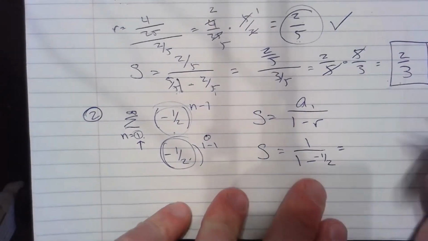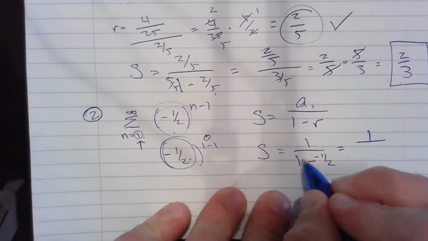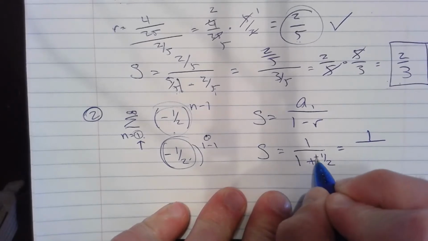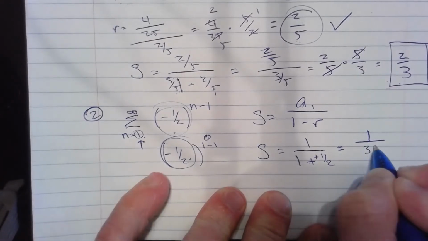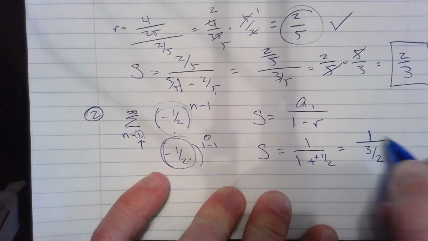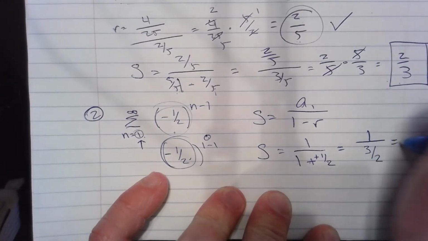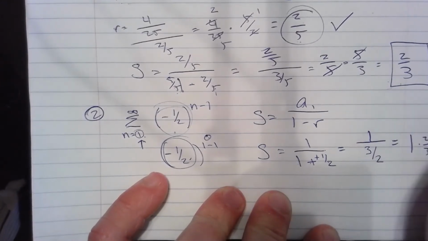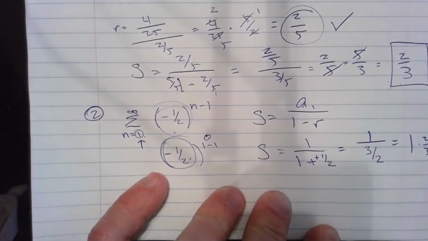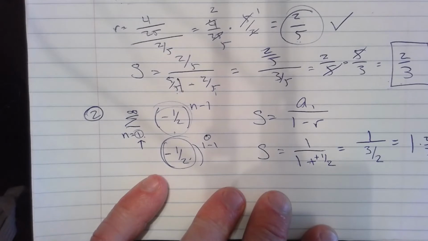Alright, so now I need to clean this up. 1 over 1 take away a negative, that's 1 plus 1/2 is 3/2. And I'm going to multiply by the reciprocal. So one more time, for some reason, my common ratio is 2/3.